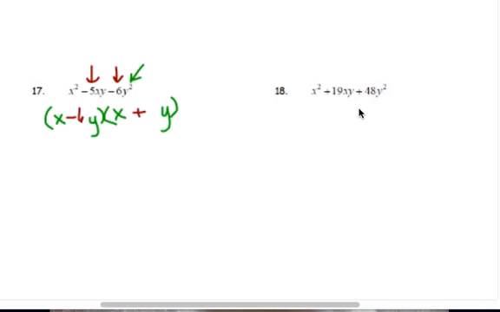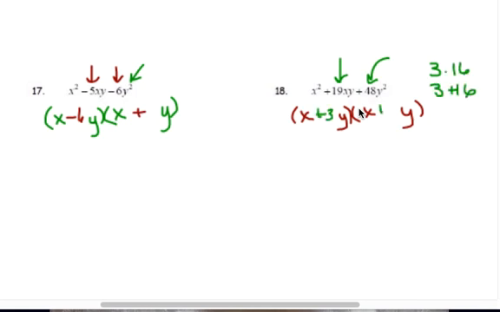Okay, 18 is going to be the same way. So we have x, put our y in here and our y in here. 2 numbers that multiply to 48 and add up to 19. These are a little larger numbers. 12 and 4 would add up to 16, not 19. 16 and 3. Yep. 3 and 16. 3 times 16 is 48, and 3 plus 16 is 19. So plus 3y plus 16y.